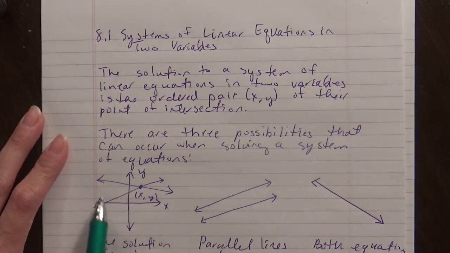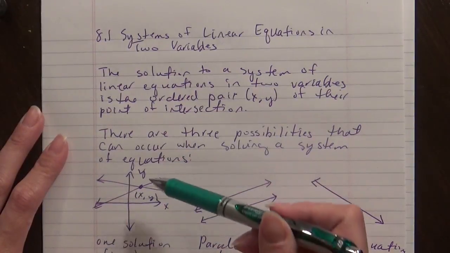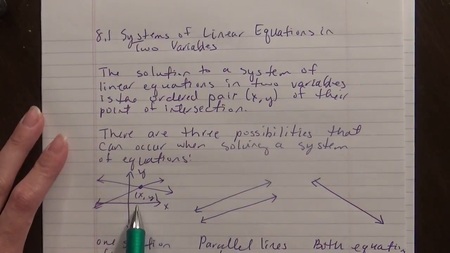The first one is the one that we'll see most often. We might have two straight lines and they can intersect in exactly one place, giving us an ordered pair for our solution. We refer to this situation as an independent system.